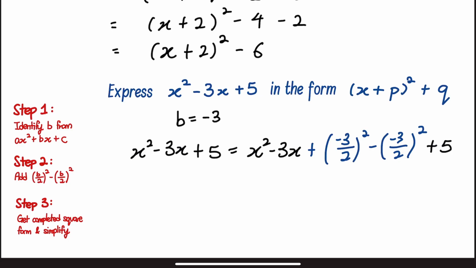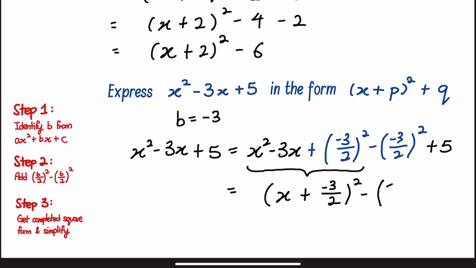Then once done with that, I can see that the first 3 terms can combine into x plus b over 2. b over 2 is simply negative 3 over 2, the whole thing squared. Then I keep the back part, negative 3 over 2, the whole thing squared, plus 5. Then I continue to simplify step by step. I know that x plus negative 3 over 2 is the same as x minus 3 over 2, the whole thing squared. Then minus, bring down.